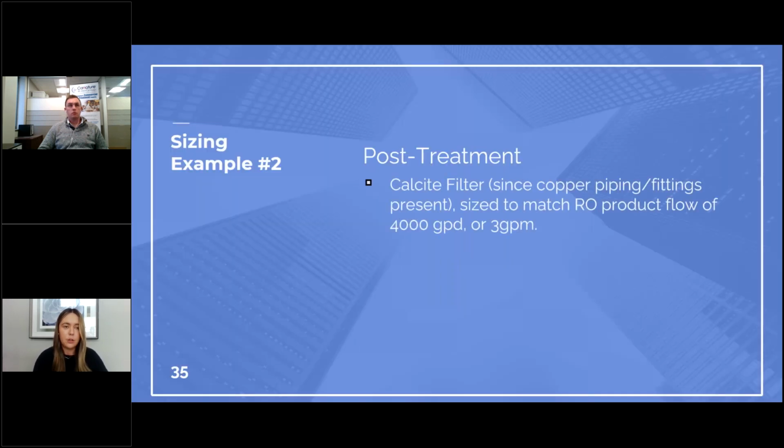So if you recall, they do have copper or brass fittings and piping present. So we have to make sure that we are adding a little bit of minerals back into the water, raising the pH a little bit, just so that the RO water is not so corrosive on their piping. So we're going to use a calcite filter, and that will be sized to match the RO product flow, which is about 3 gallons a minute here.